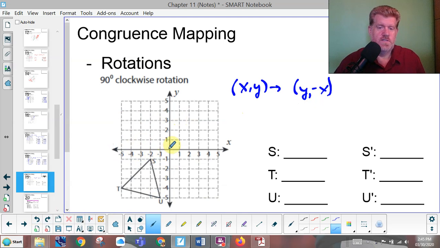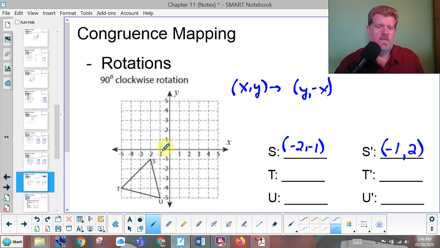All right, S is negative 2, negative 1. All right, here's how the rule works. The x number now becomes the second number, and it also becomes negative, or it changes sign. So negative 2 is going to be the second number, but now it's going to become positive 2. It changes sign. Negative 1 is your second number, now becomes the first number, just stays the same.